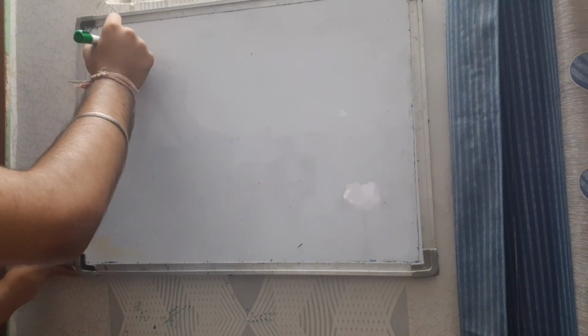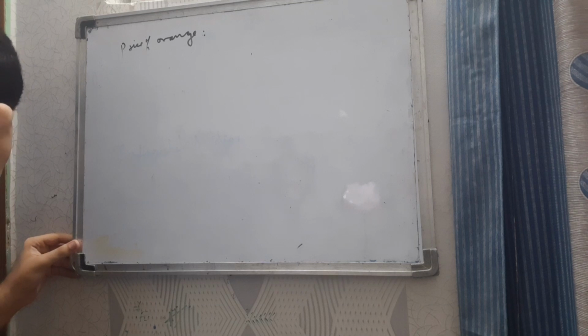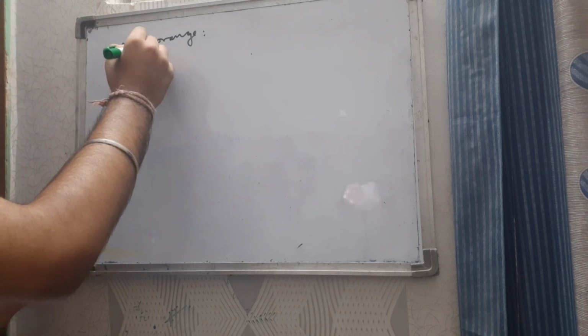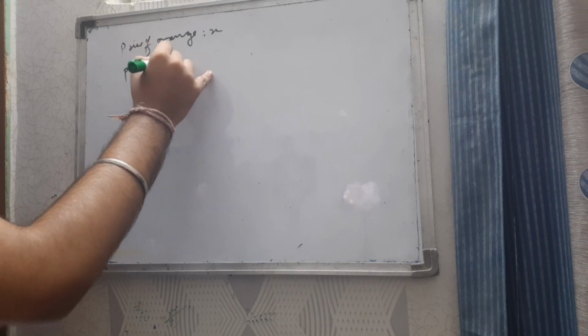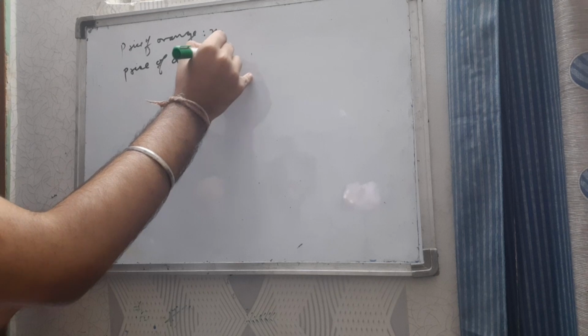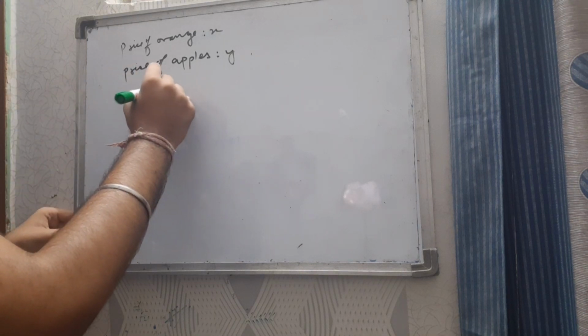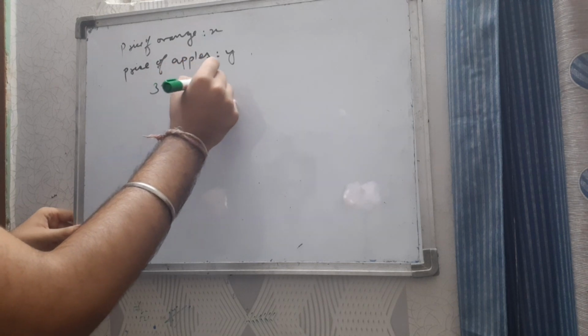The price of 3 oranges and 2 apples is $7. So let the price of an orange be, it is not given, so we'll take it as x, and the price of apples, we'll take it as y. And we are given a statement that the price of 3 oranges and 2 apples is $7. So 3x plus 2y gives us 7. So this is the first equation.